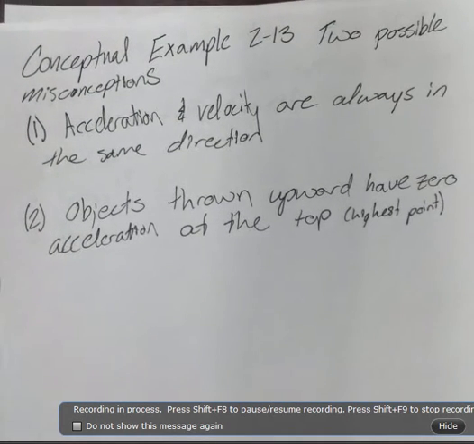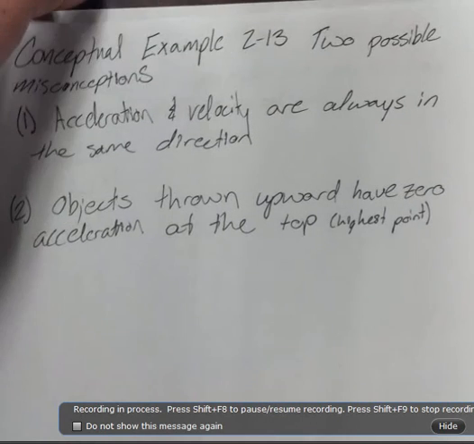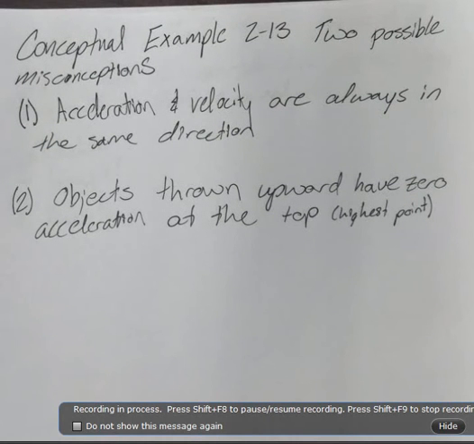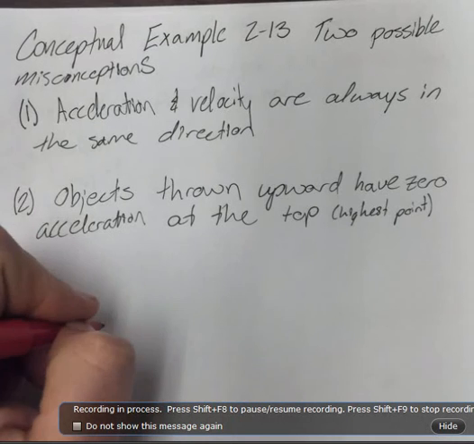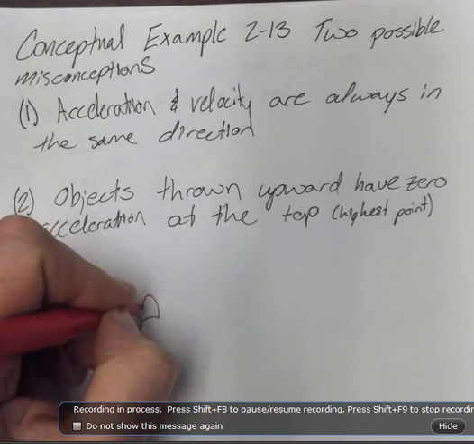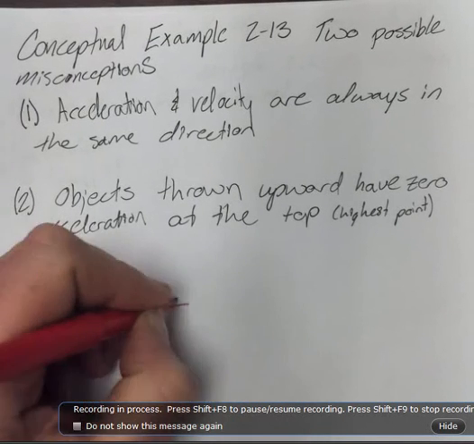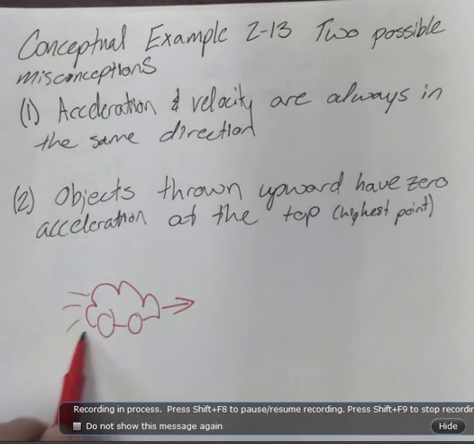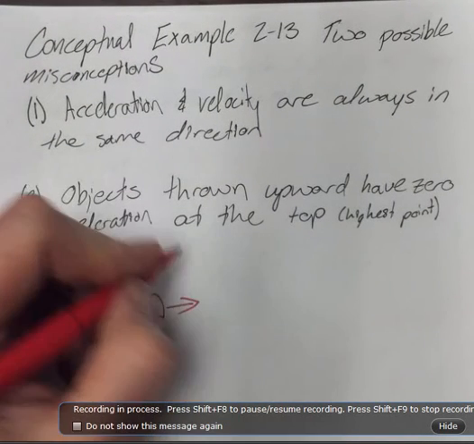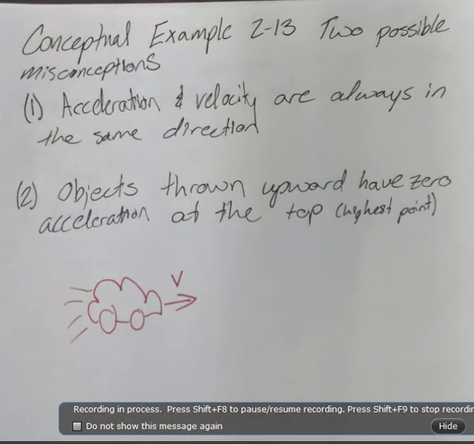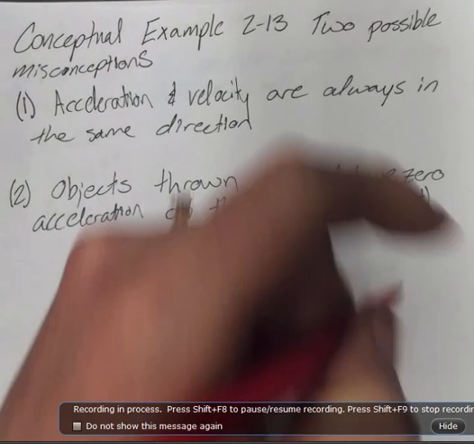There are two possible misconceptions that happen when we talk about objects being thrown or objects that move. One of the first misconceptions is that acceleration and velocity are always in the same direction, and this just isn't true. For example, you could take a car. She's moving really fast. Alright, if the car is moving with its velocity in the positive direction, how could that car end up stopping?